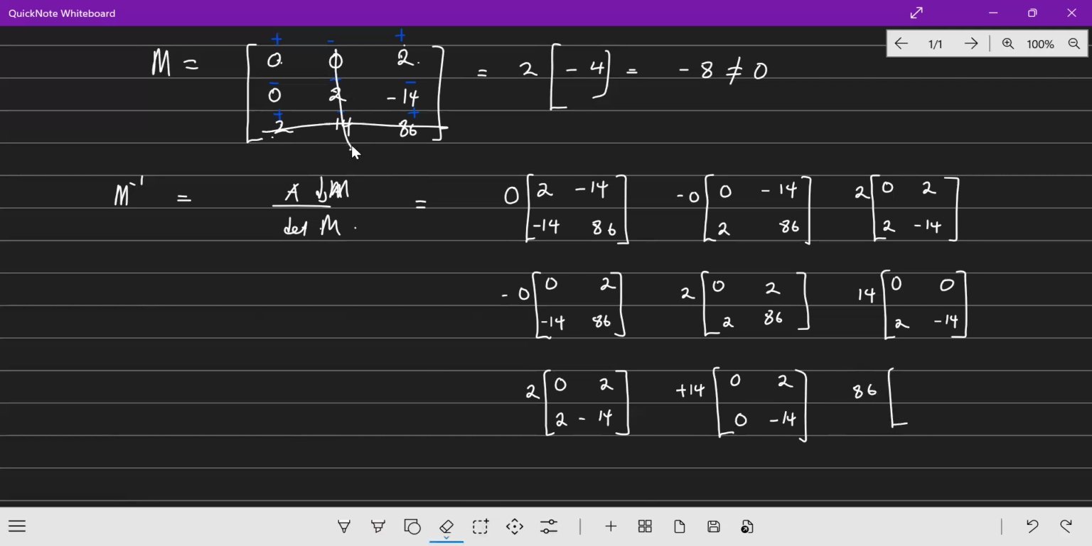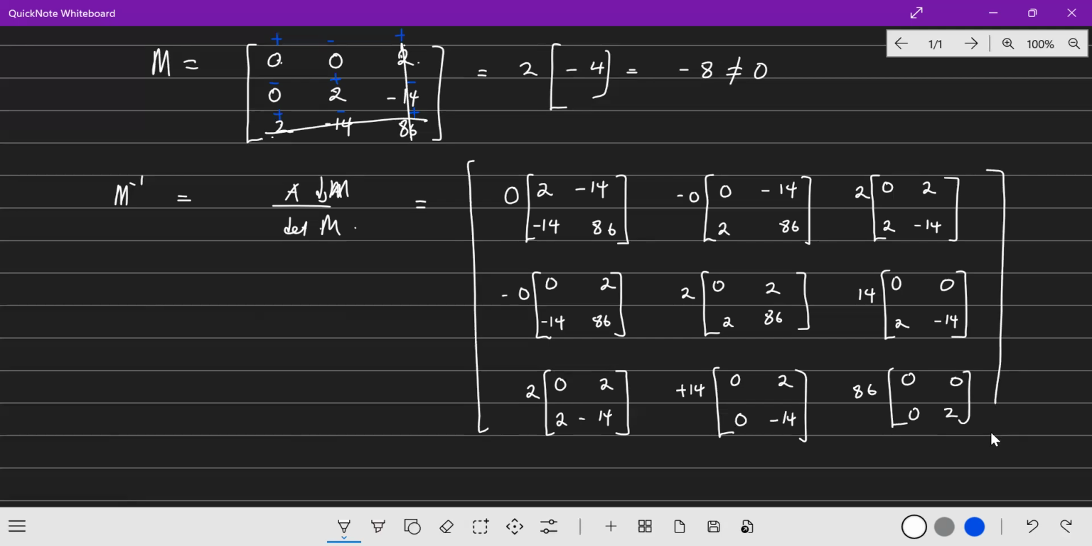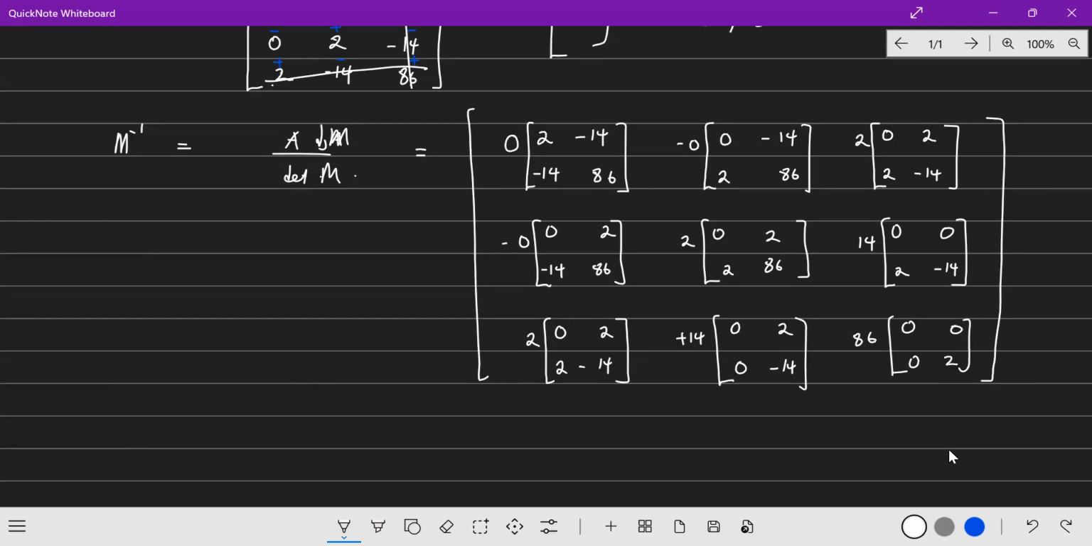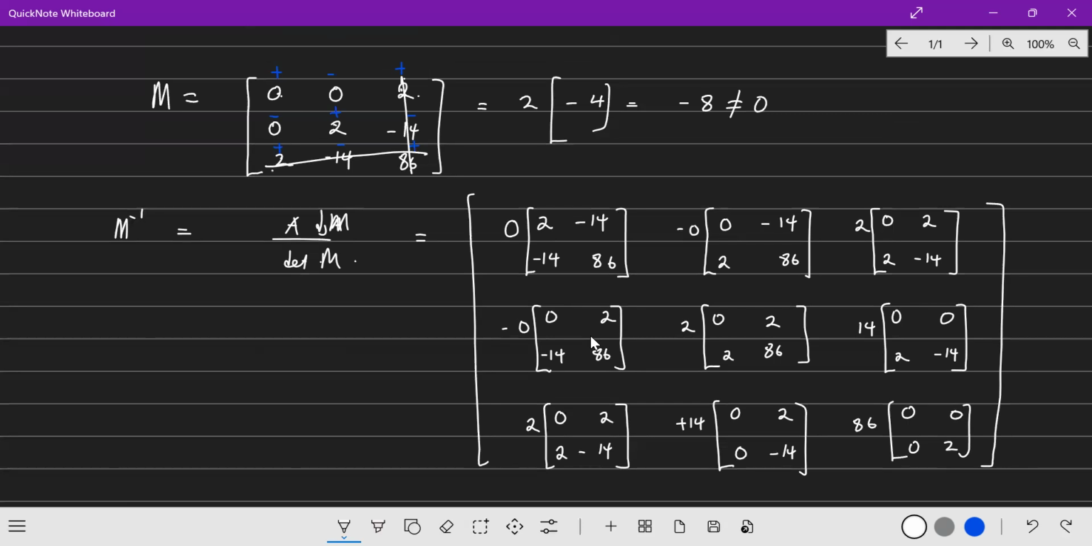For 86, which column am I covering? You can cover that and that row, right? So 0, 0, 0, 2, right? 0, 0, 0, 2. So this is a big matrix. Is this a matrix we form, a 3 by 3 matrix, right? Let's just counter check, okay? Let's just counter check, guys. It's very important to counter check, right?